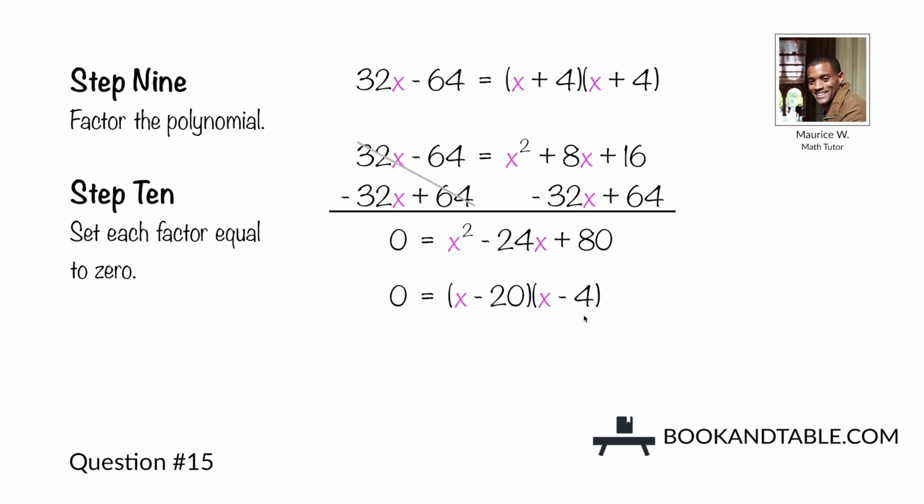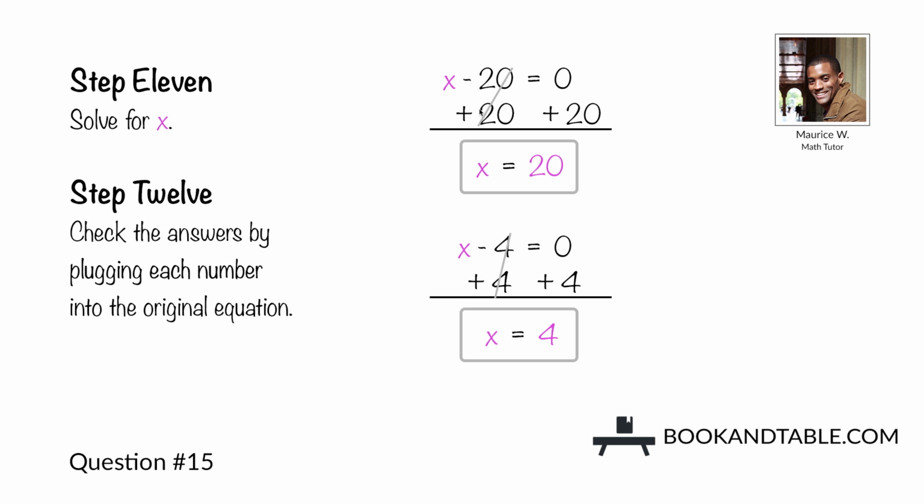And then step 10, we set each of these equal to 0. And then step 11, we'll solve each of these for x. So x minus 20 is equal to 0. You add 20 to both sides, giving you x is equal to 20. For this factor, x minus 4 is equal to 0. You add 4 to both sides, leaving you with x is equal to positive 4.